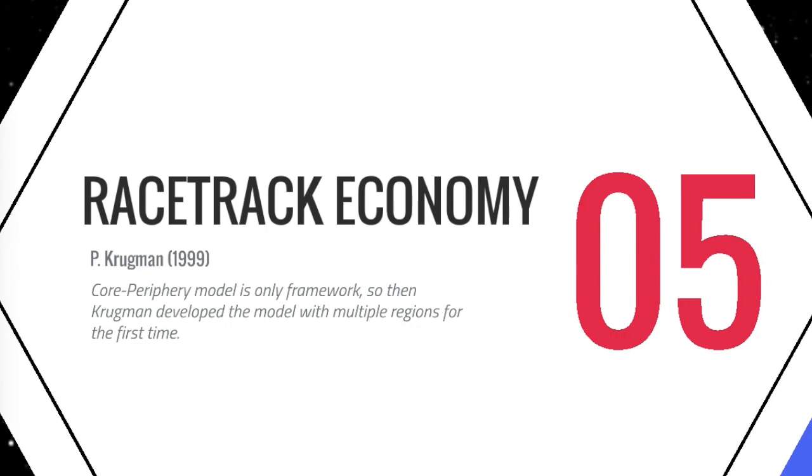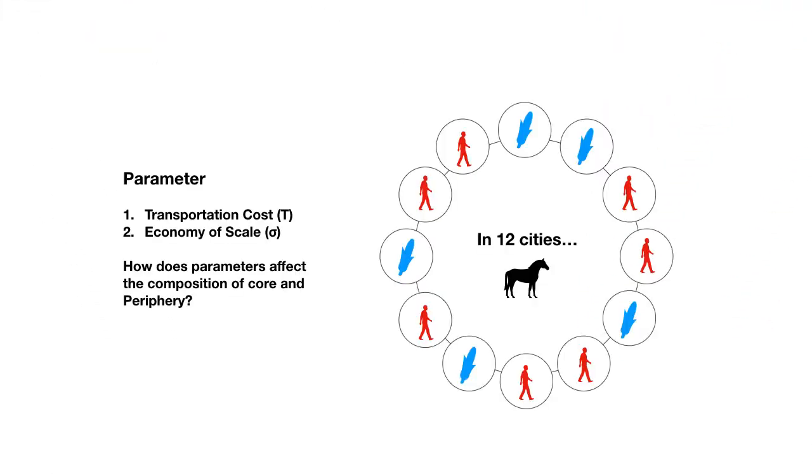So the core-periphery model is only a framework, and then Krugman developed the racetrack model with multiple locations for the first time. With 12 cities and several parameters, we try to figure out how these parameters affect the composition of core and periphery. This time, we only focus on two significant parameters: transportation cost and the economy of scale.